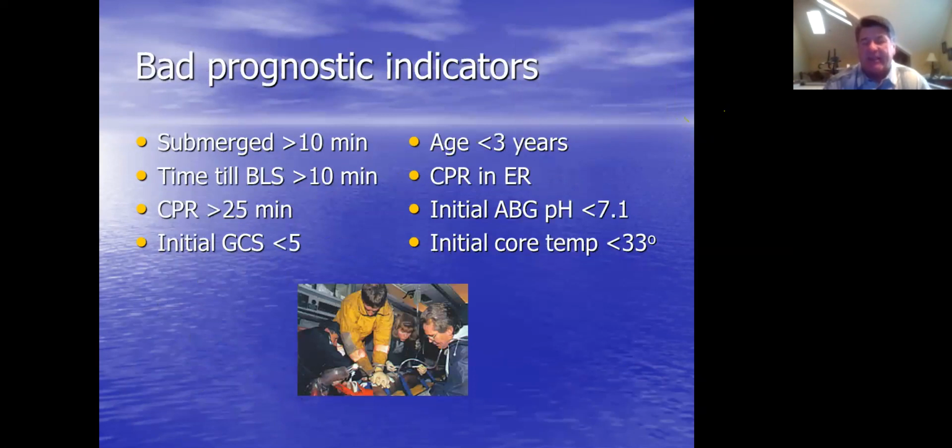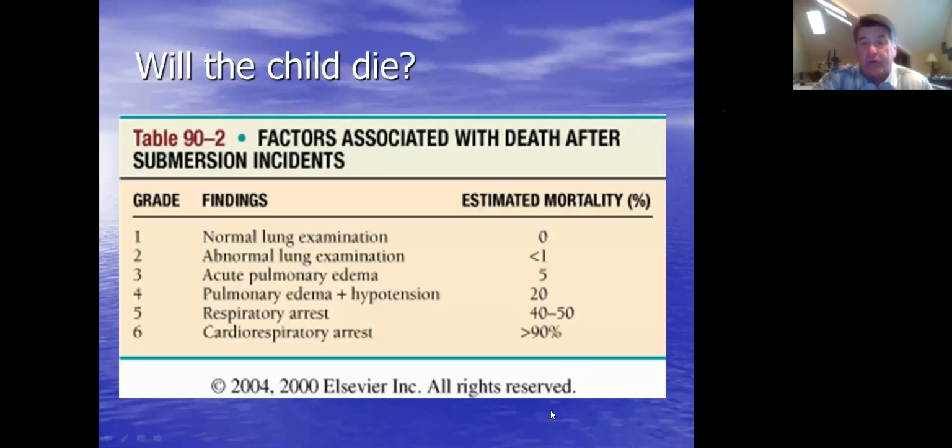What are the bad prognostic indicators? What are the signs and symptoms that a child or an adult is not going to do well? They're primarily if they've been submerged for greater than 10 minutes, if BLS took greater than 10 minutes to get there, if CPR was longer than 25 minutes, and the initial Glasgow coma score was less than 5. Age less than 3 years, if CPR has to be continued in the emergency department, a blood gas of 7.1, that's severely acidotic, a normal blood gas is about 7.4, and when their core temperature is less than 33. These are all bad prognostic indicators. Will the child die? That's a really good question.